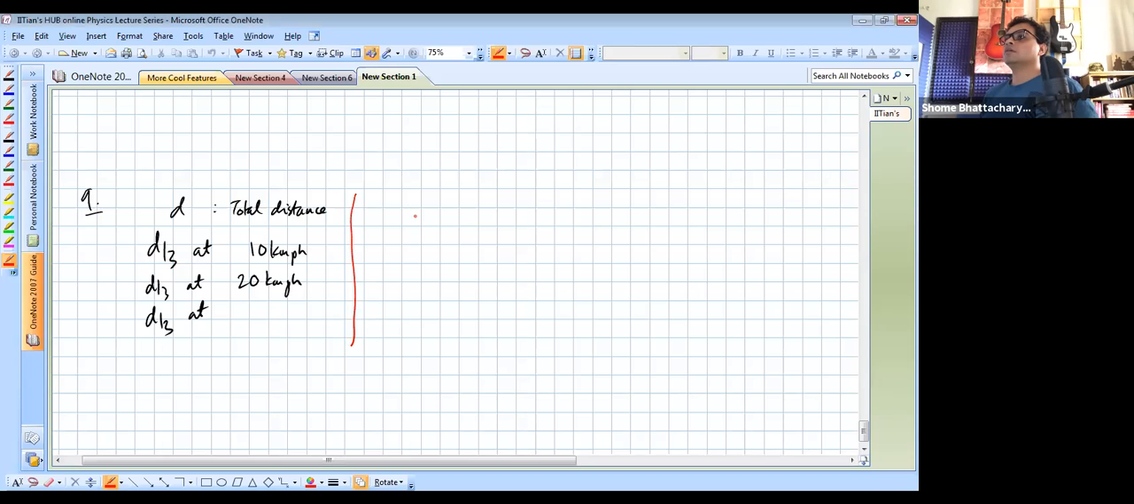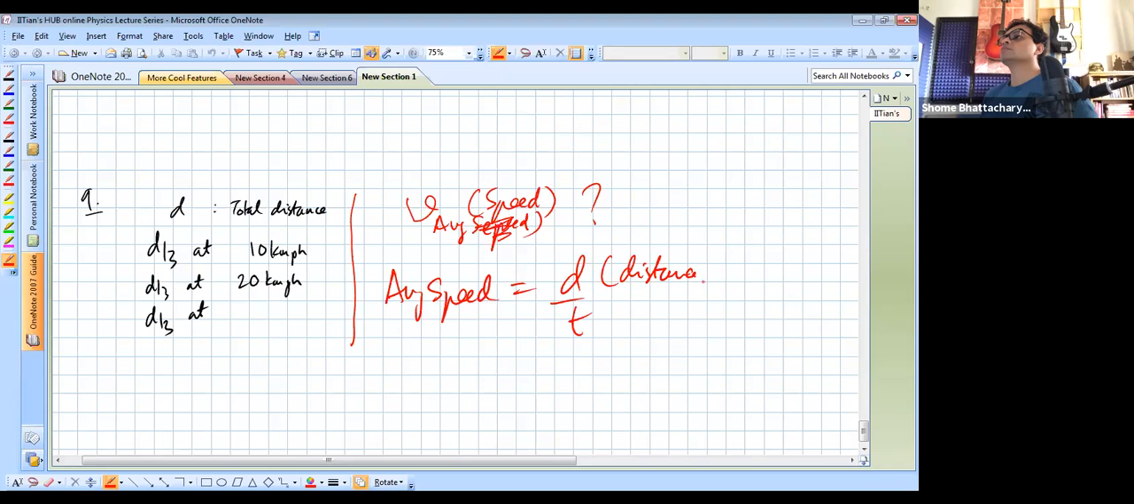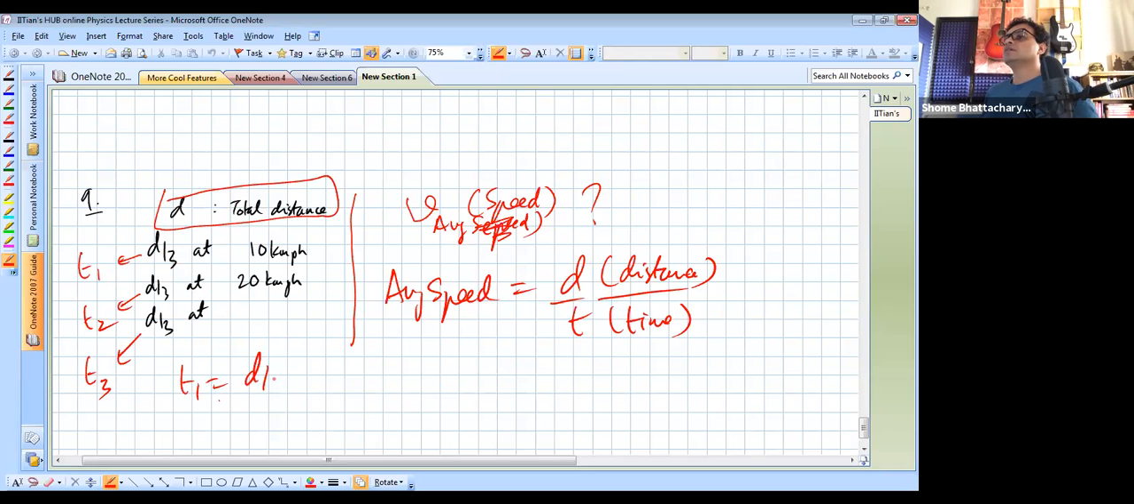Okay. So this is what we talked about so far. Now we want to calculate the average speed. So we see what is the definition of average speed. It is total distance upon total time. So what we do is total distance we have got d, but what about total time? So for this, let us say this part of the journey takes t1 time, this part of the journey takes t2 time, and this part of the journey takes t3 time. So what is t1 now? It is distance, which is 1/3 of the total, divided by the speed, which is 10 kilometers per hour. What is t2?